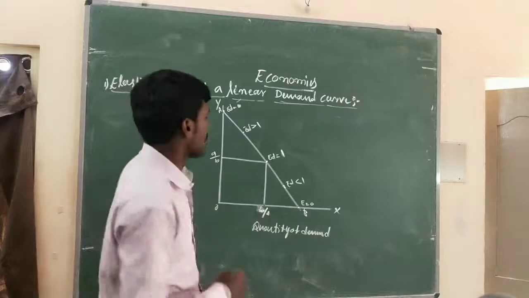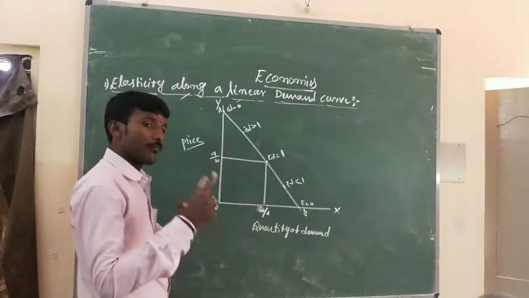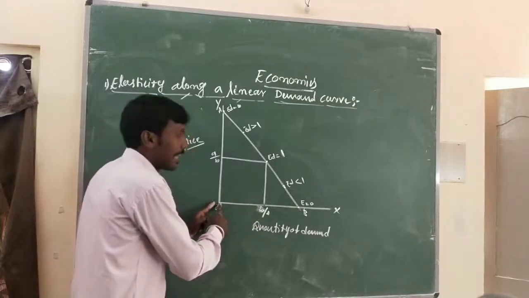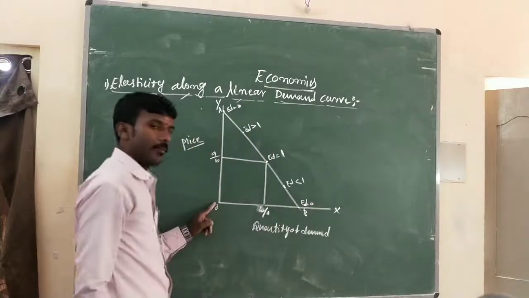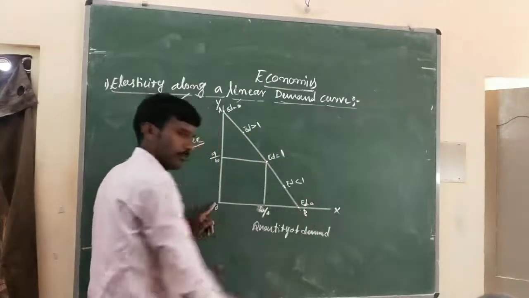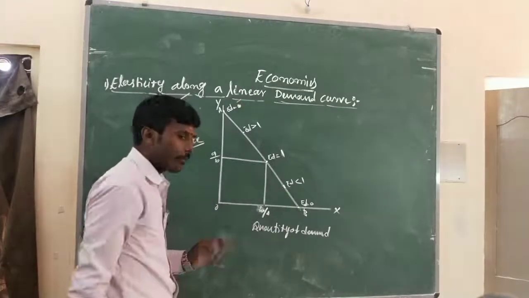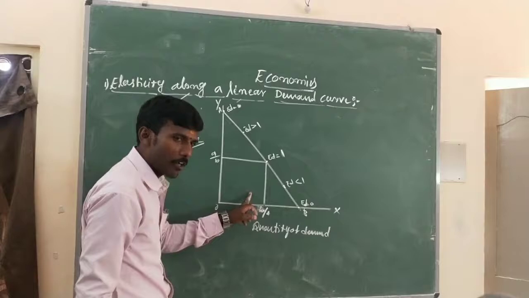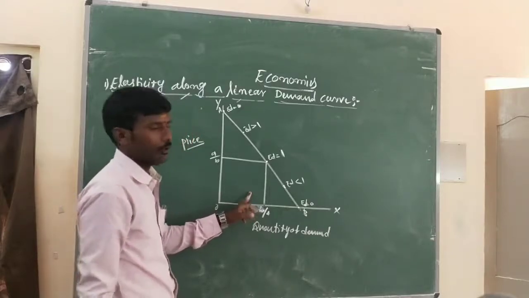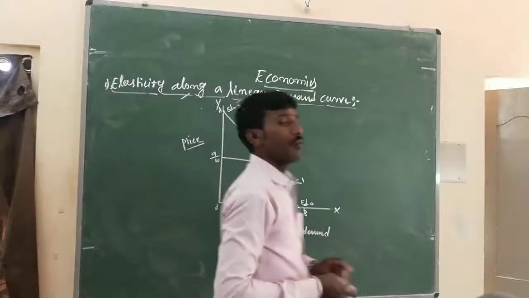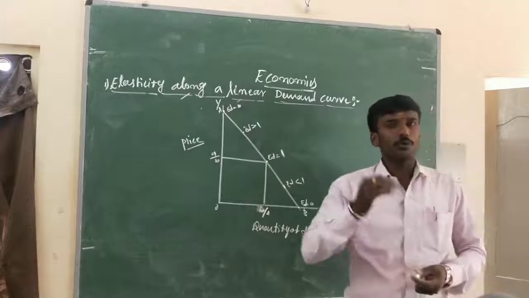Suppose when the price is 0, the elasticity of demand is equal to 0. What I am saying, already I told that on the demand curve various different points will be there, and all points give different meanings. There are various points on this demand curve, and all of those points give different meanings.